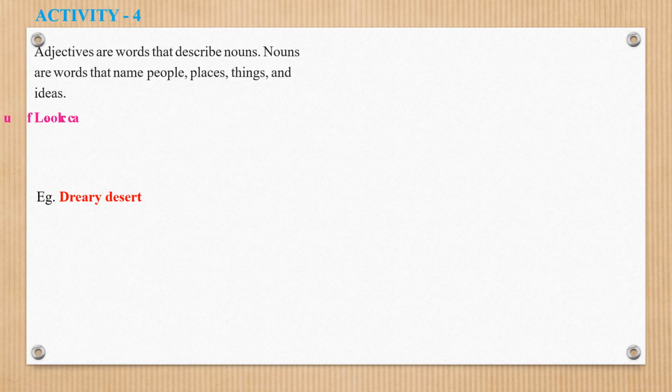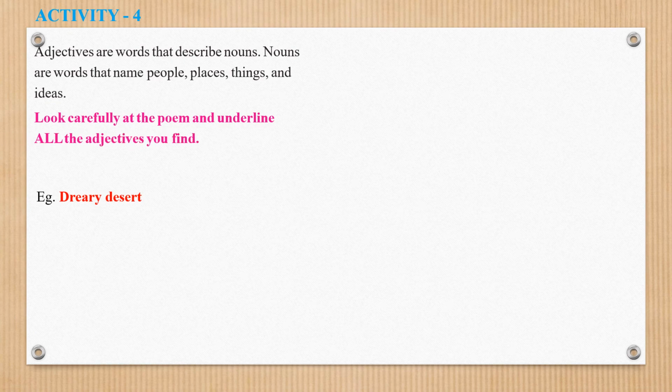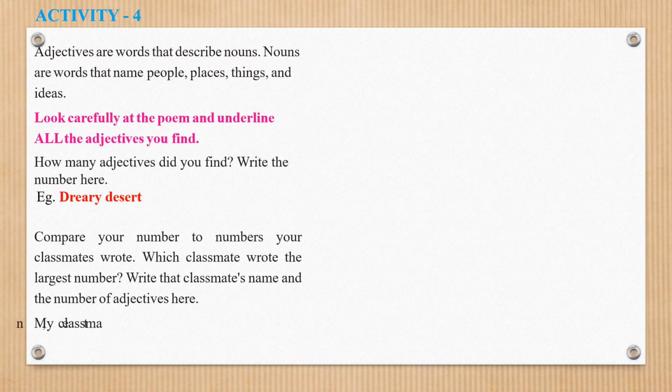Activity 4. Adjectives are words that describe nouns. Nouns are words that name people, places, things and ideas. So here, children, I have given one example. You also try to find out the adjectives from the poem. Try to find out. If you do not get it, I am there to help you out.